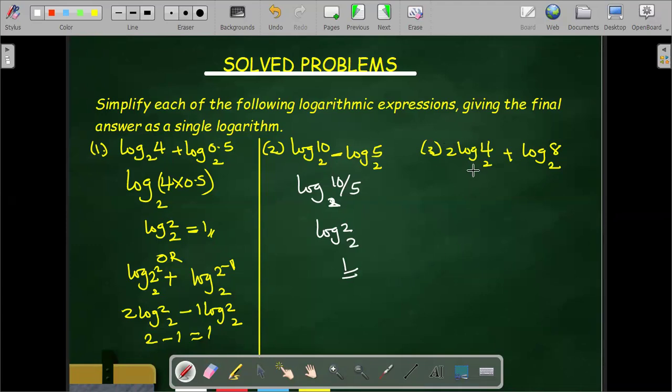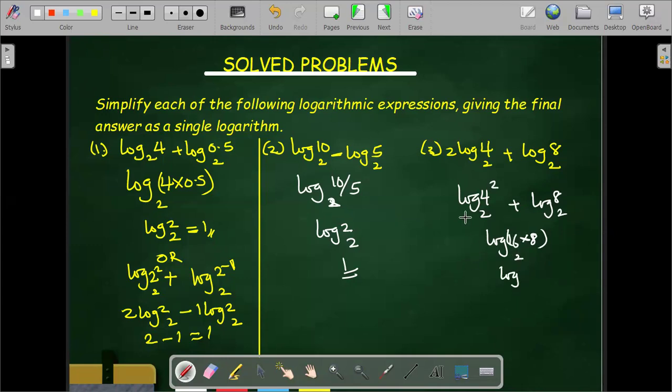Okay, the third one. Of course, there are also multiple approaches you can follow, depending on the one that comes to your head first. Here, somebody could say, I could take this index 2 as a power, so that we have the logarithm of 4 to the power of 2 to base 2 plus the logarithm of 8 to base 2. So 4 to the power of 2 is 16. So we could say this is the logarithm of 16 multiplied by 8 to base 2.